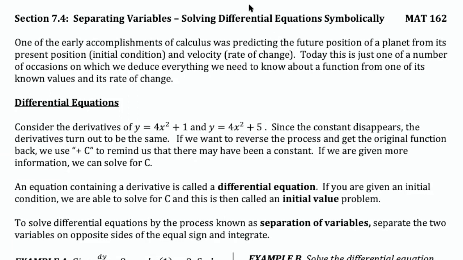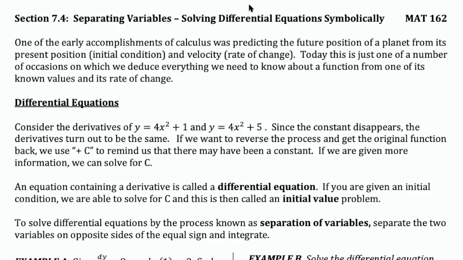And remember, rates of change are actually derivatives. So what we're going to be looking at is when we know an initial value and we have an equation for the derivative of a function. First up, consider the derivatives of y equals 4x squared plus 1 and y equals 4x squared plus 5. Since the constant disappears, the derivatives turn out to be the same. And we know if we want to reverse the process and get the original function back, we use plus c to remind us that there may have been a constant. If we have some initial information, we can actually solve for that particular constant.